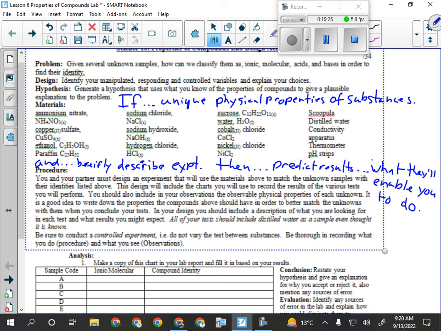Okay. Now we're going to look at the procedure. We know there are 4 tests that we need to run, so we need to describe those 4 tests in our procedure. But even before that, we have to establish some safety stuff. What's the first thing a person should do upon entering the lab?